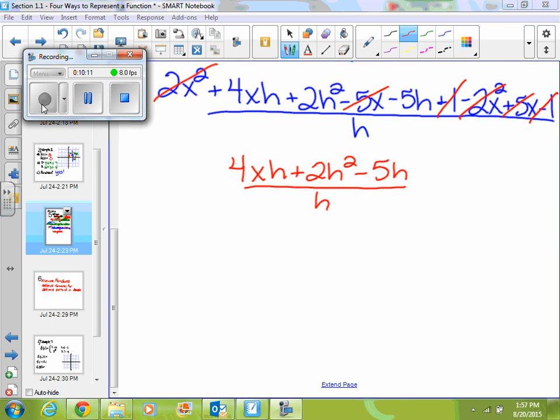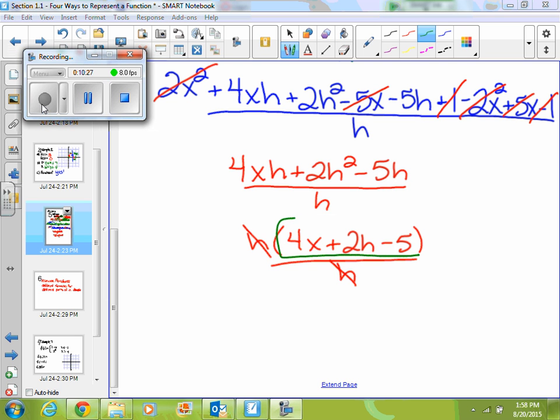So then I know that I can factor an h out of the top because everything has an h in it. So 4x plus 2h minus 5, all divided by h. So my h's cancel, and 4x plus 2h minus 5 is my answer. Alright, does that kind of ring a bell? I kind of remember doing that, or do you want to do another one? Does that make sense? Okay.